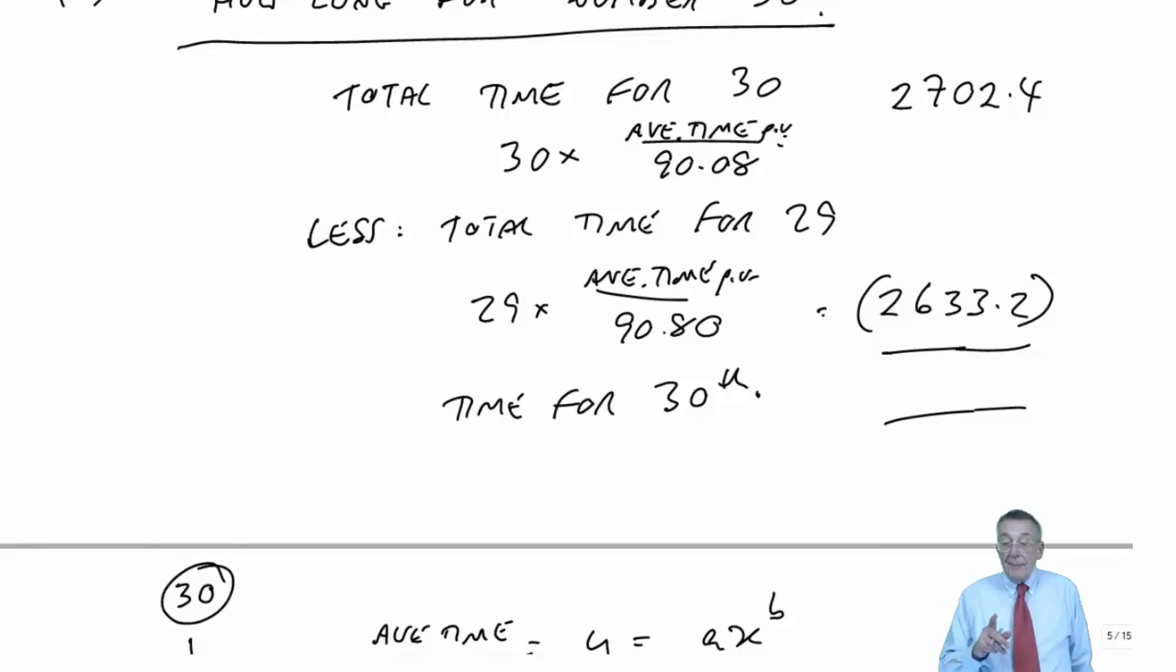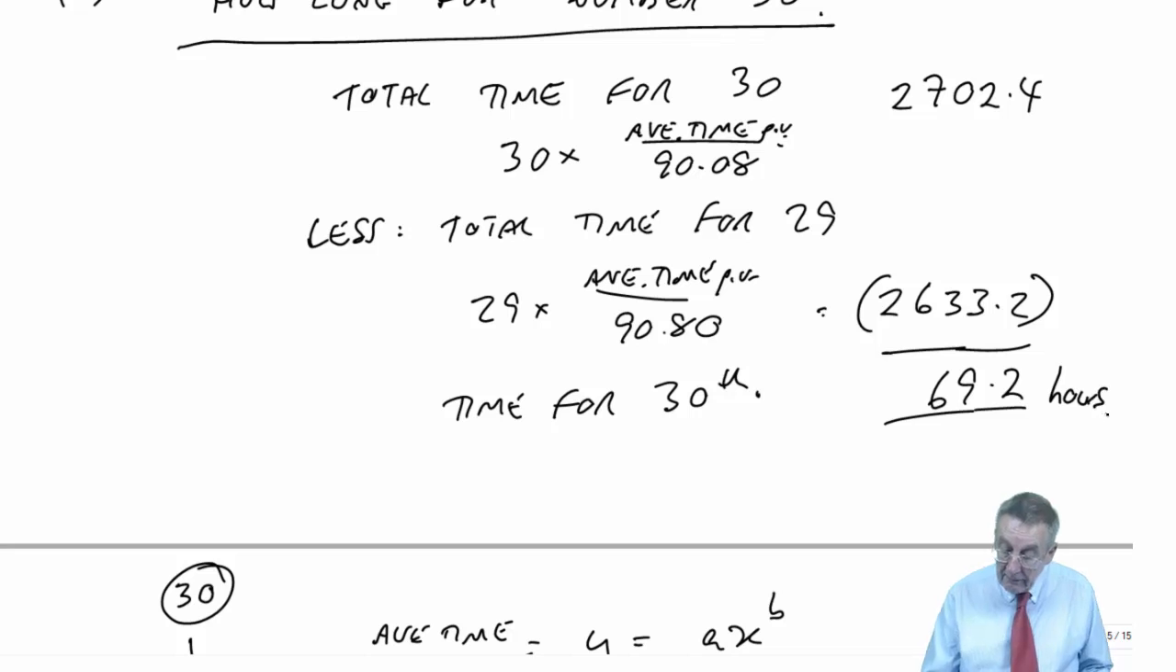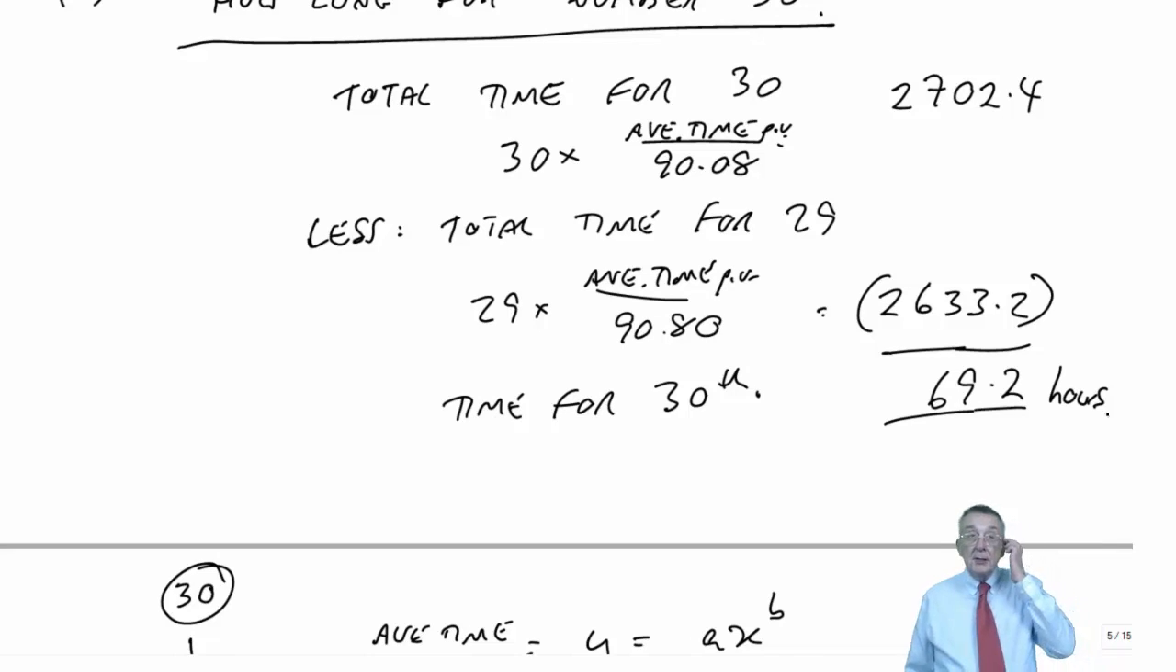And before I finish it, see, it is making sense. On average, when I made 29, remember, first one took 200, they're getting faster, faster, faster, but on average, they're taking 90.8. If I make 30, well, number 30 is a little bit faster as well, so the average is just slightly lower. And how long did number 30 take? The difference between the two, I shouldn't have done that in my head, but I think it's right. 2702.4 minus 2633.2. Yeah, number 30 took 69.2 hours.